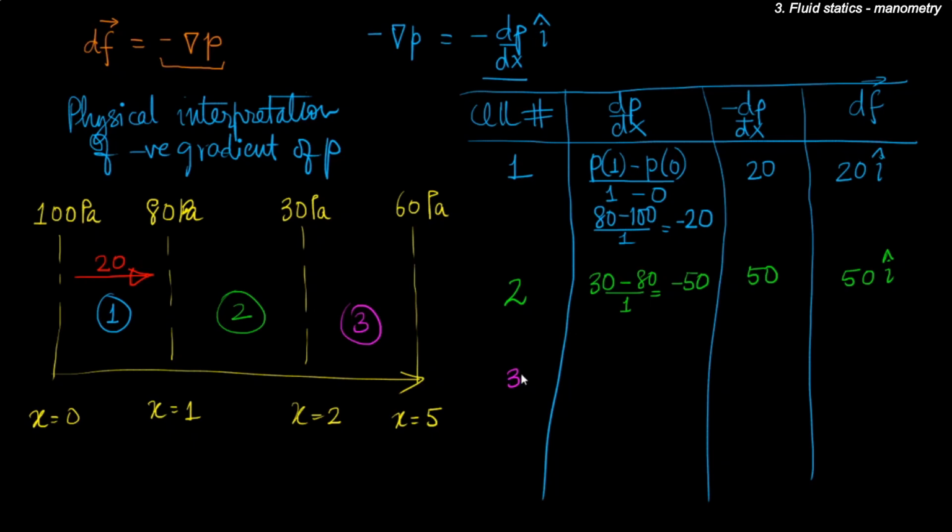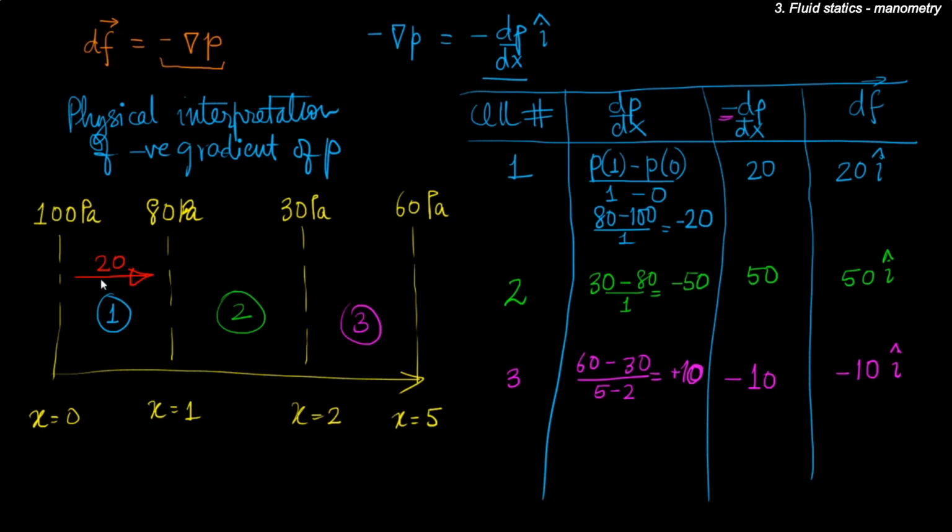In cell number 3, it will be P at 5, which is 60, minus P at 2, which is 30, divided by 5 minus 2. Oh, sorry, this is not minus 30, this is 60 minus 30 will be 30, divided by 5 minus 2, which is 3, and this will be plus 10. But the negative pressure gradient will be minus 10. I just multiply this by a minus sign. And so the force will be minus 10I.